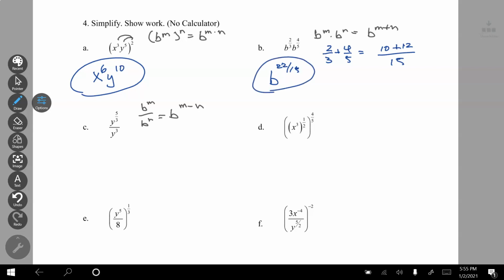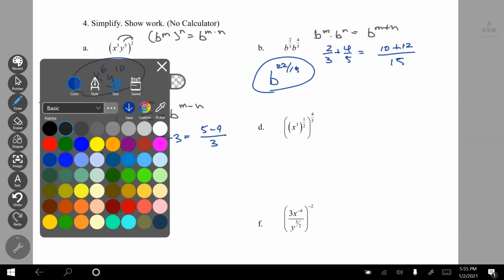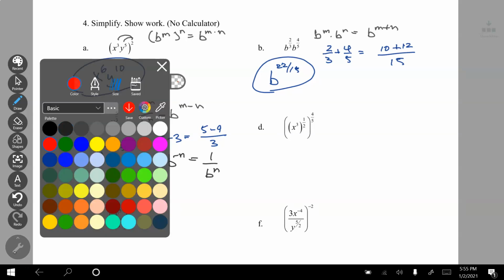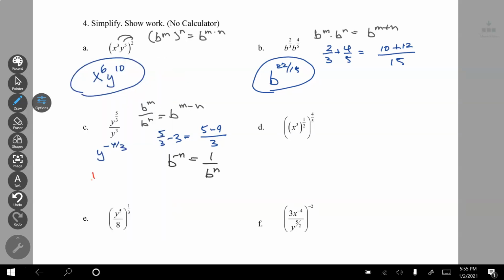That is fine. When I divide powers, I subtract the exponents, so now I have to do 5/3 minus 3. Again, I need a common denominator. 5 minus 9. I get y to the negative 4/3. But if I go back to my rules of exponents, something raised to a negative exponent is 1 over something raised to a positive exponent. So I get a result of 1 over y to the 4/3.